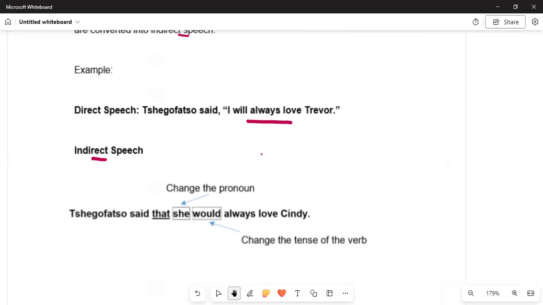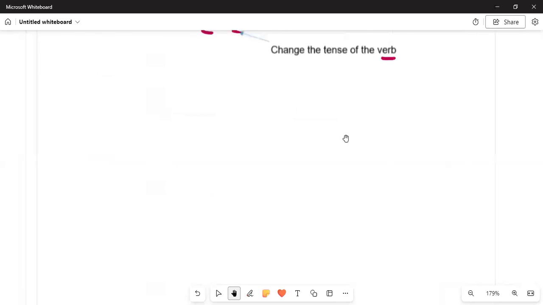And then the indirect speech now would come where this would change. What is going to change? Number one, Tsirifatso said that. Then you are putting a she. Why a she? Because now you are changing the pronoun. And we have said that the pronoun is a word used in place of a noun. Then you change the tense of the verb. The tense would be changed.